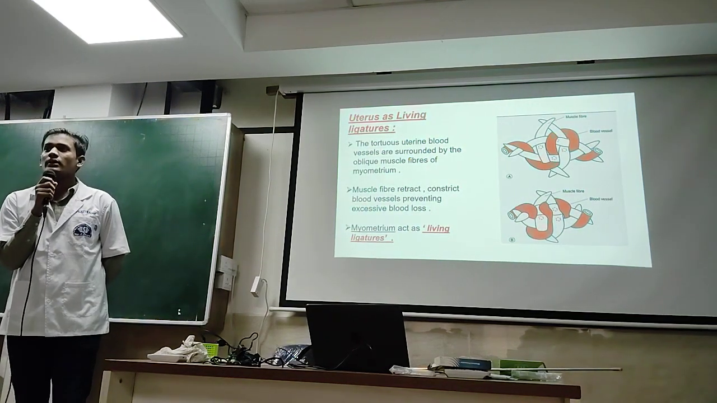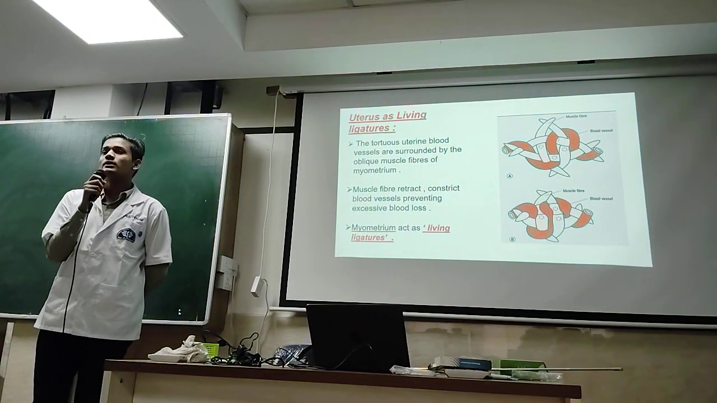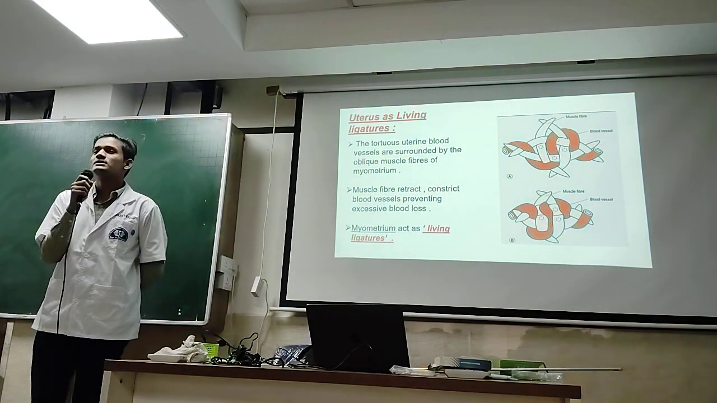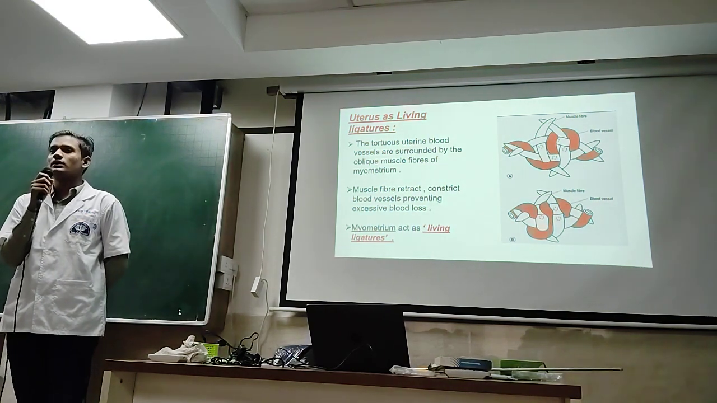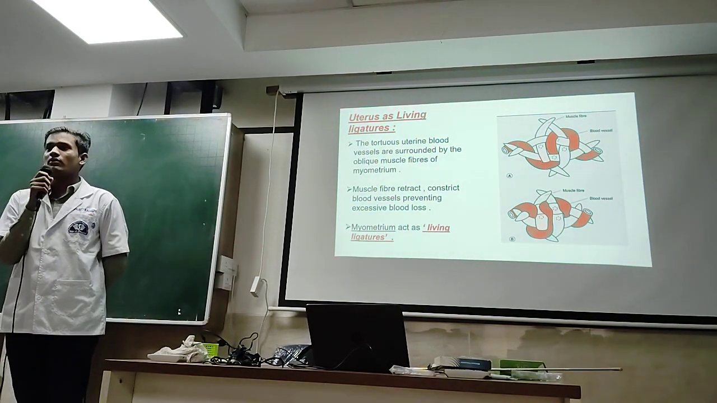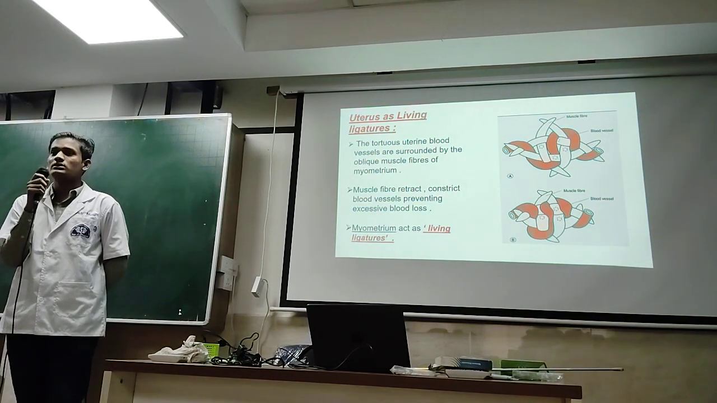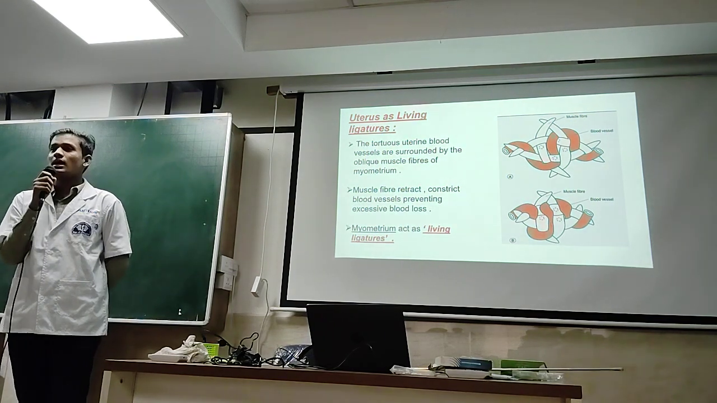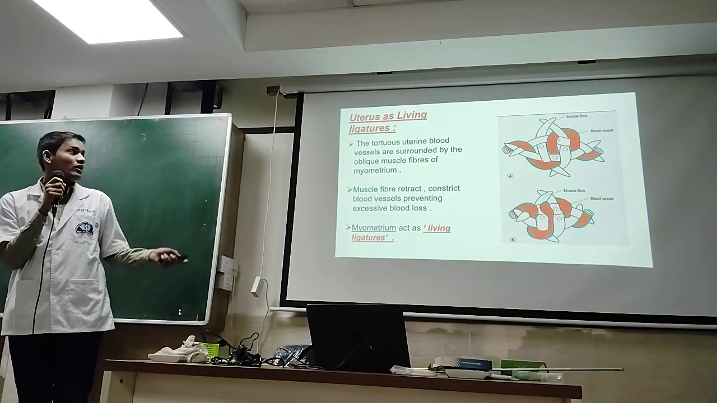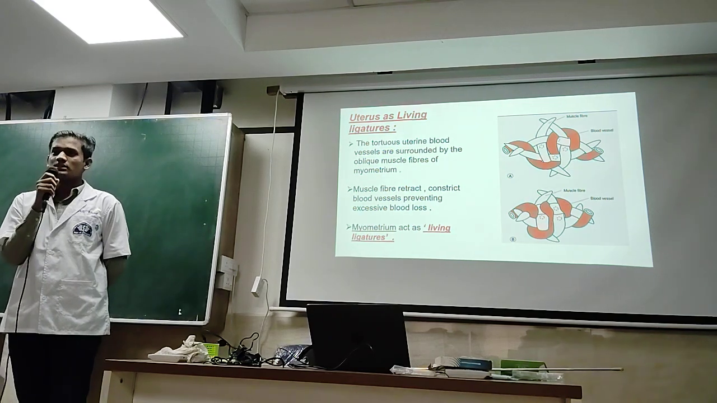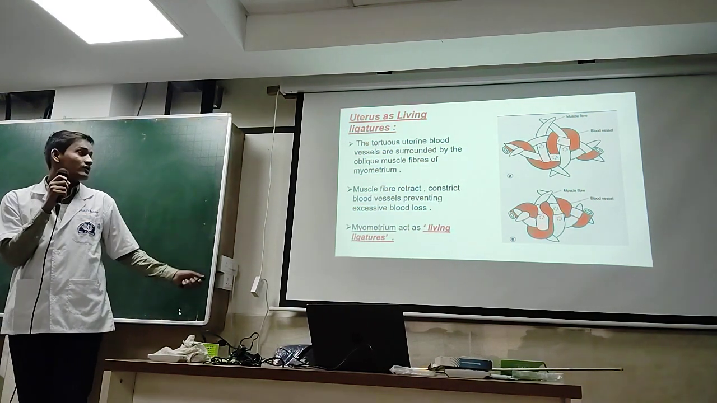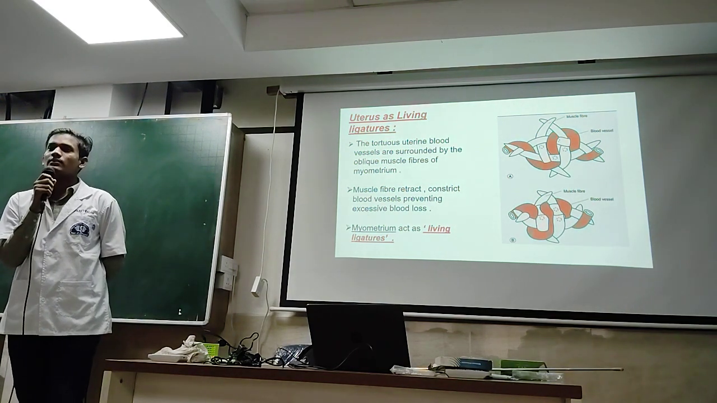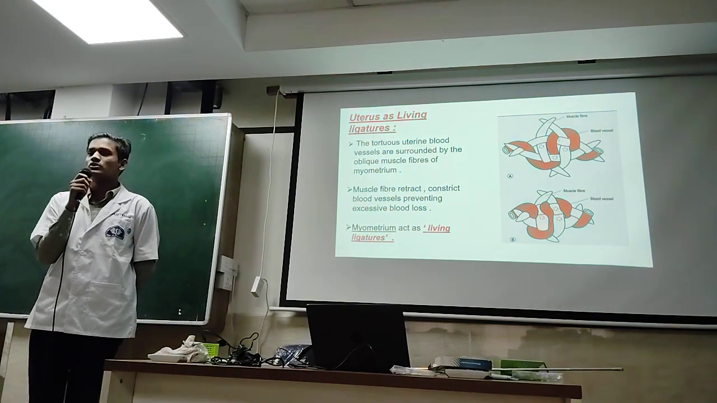The uterus acts as a living ligature. During delivery, the placenta is expelled from the body, which causes increased blood loss. To prevent the blood loss, the myometrium, which consists of two layers, outer and inner, helps. The inner layer consists of oblique muscle fibers, and the uterine artery passes through it. The tortuous course of the uterine artery is surrounded by these fibers, which contract and constrict the blood vessels, preventing blood loss. That's why the myometrium of the uterus is called a living ligature or physiological suture.